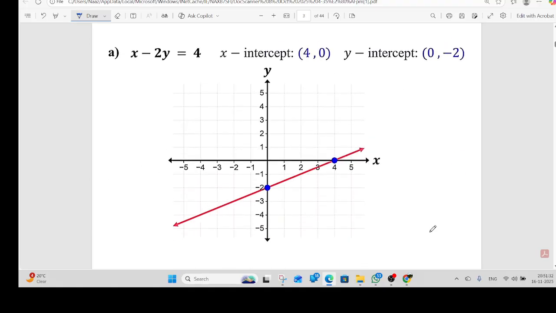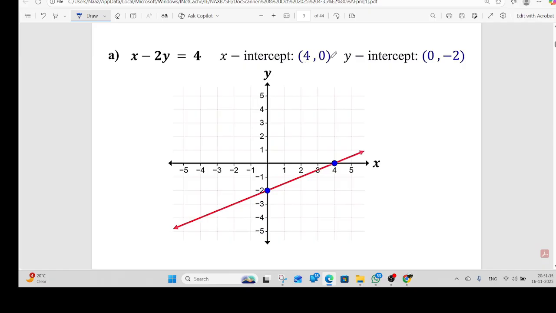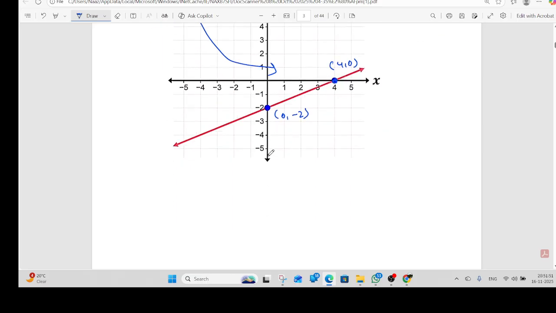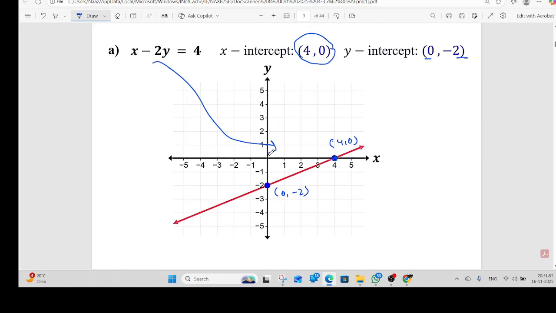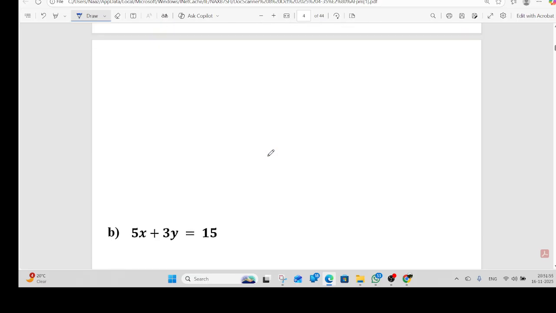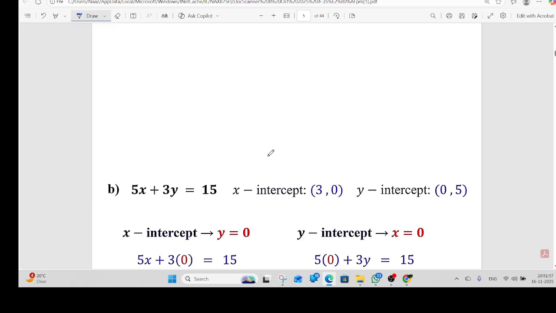Now I can just plot it. My x-intercept is (4, 0), so this is (4, 0), right? And the y-intercept is (0, -2), so on the y-axis this is (0, -2). Now if I join these two points, this is the graph for this given equation, right? That's how we use intercepts to graph a linear equation. Let's see a few more examples.